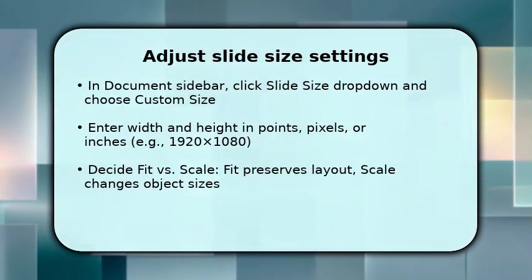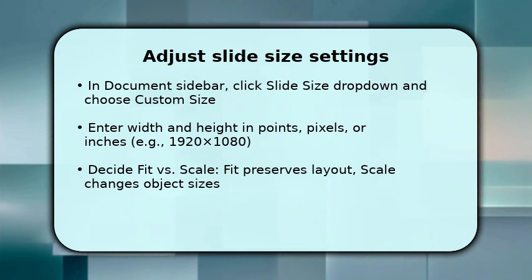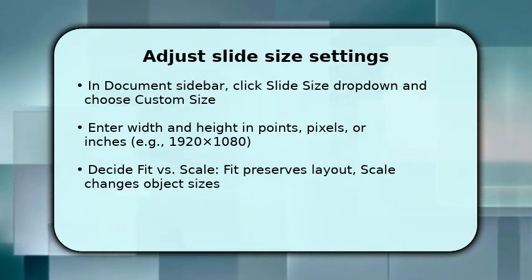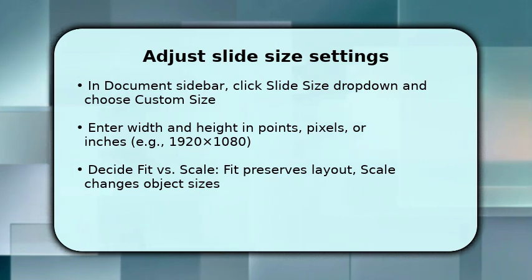Now you adjust the actual dimensions. In the document sidebar, open slide size and pick custom size, enter your target width and height, use pixels for screens, inches for print. Next, choose how Keynote applies the change.